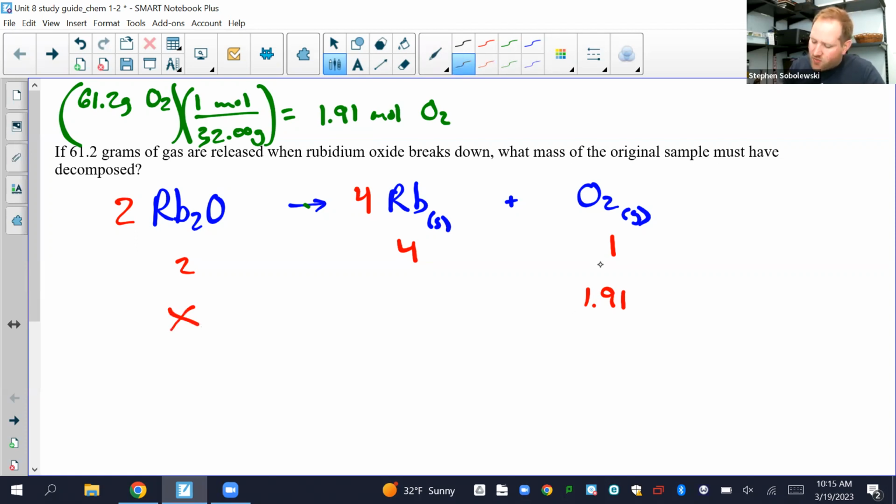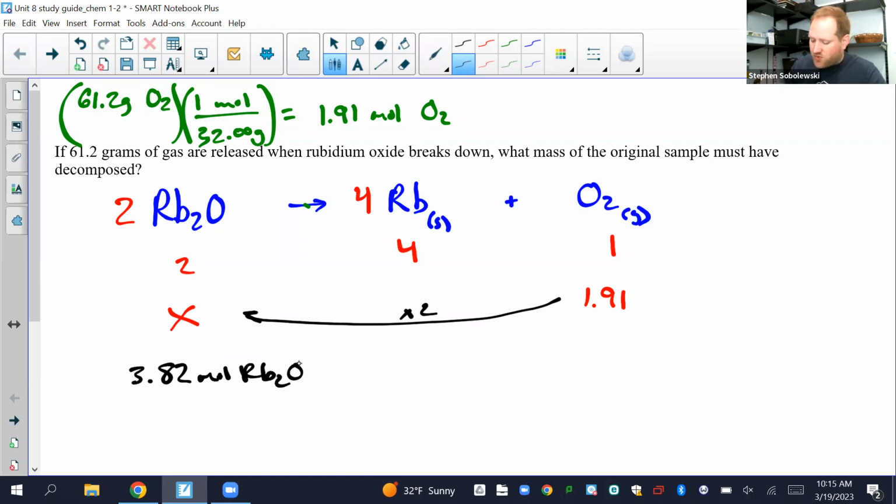All right, let's apply the mole to mole ratio. We have a 1 to 2. So what am I going to do to this number? I'm going to double it. So 1.91 times 2 gives me 3.82 moles of Rb2O. So that's what must have decomposed. We're looking for mass, so we're just going to convert this into grams. All right, so rubidium 85.47, that's 1 Rb, no, times 2 Rbs, plus 1 oxygen gives me 186.94 grams per mole.